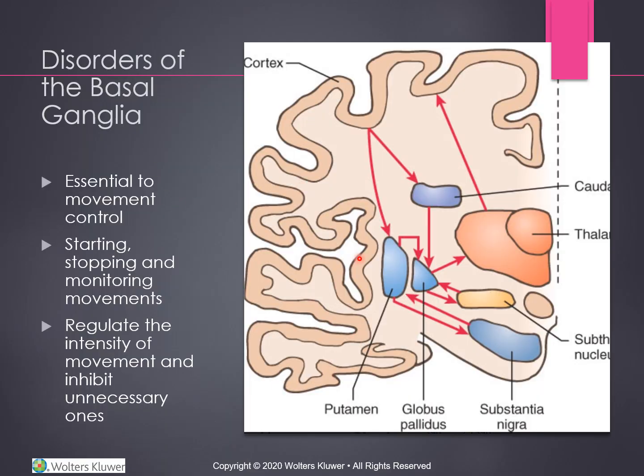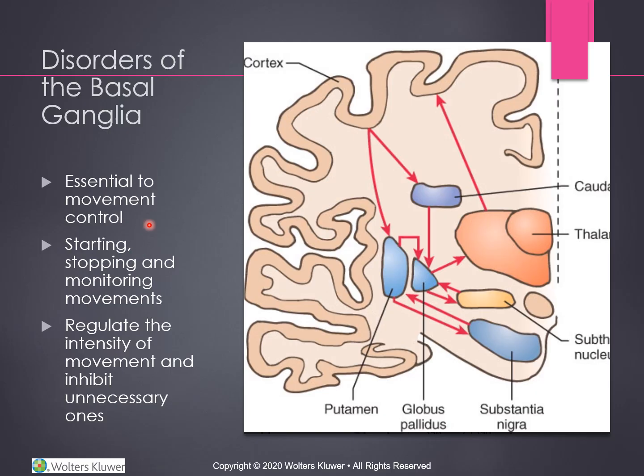Then we're going to move on to disorders of the basal ganglia. The basal ganglia are a group of what we call subcortical nuclei. And so here are all your subcortical nuclei here in blue within the brain itself. And they're all interconnected, okay? And the basal ganglia is essential to movement control.